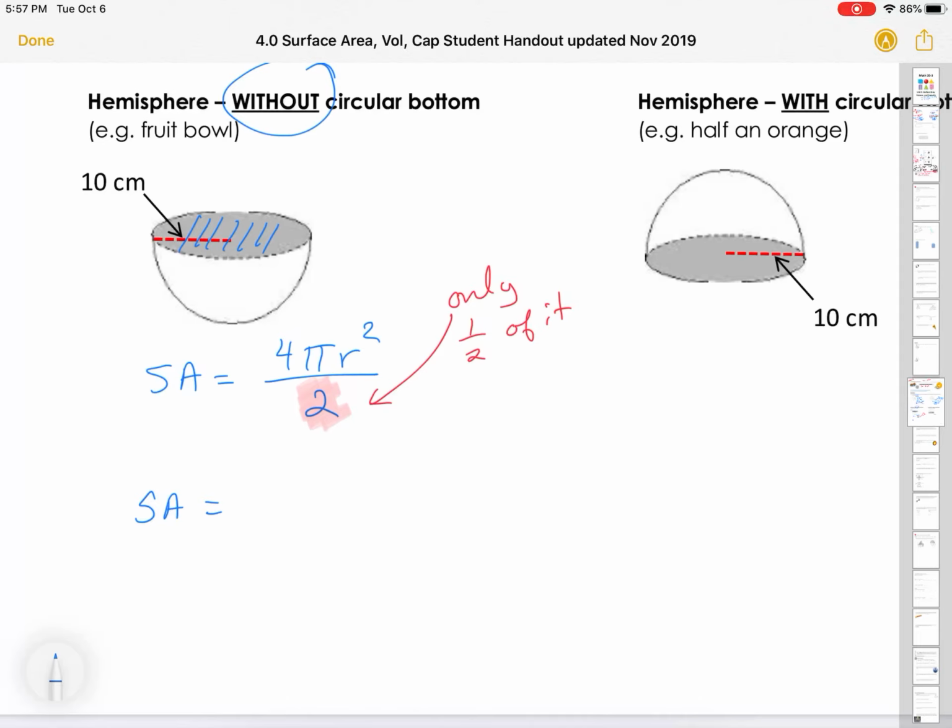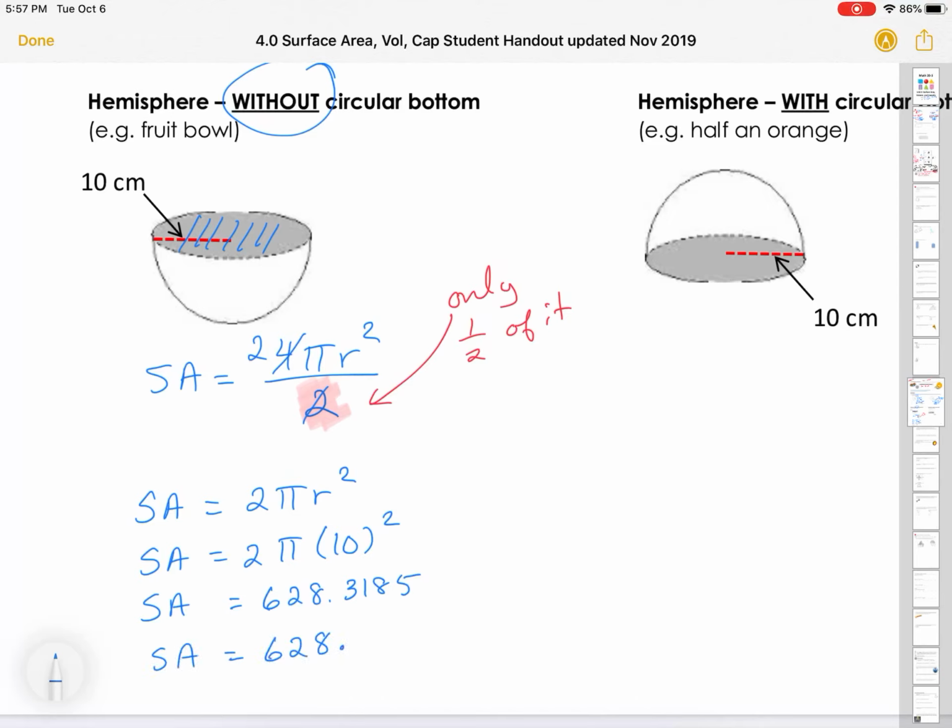So let's substitute in. Surface area equals, well, look at what happens. 4 divided by 2 will leave me with a 2 there. So I'll get 2 pi r squared. So that will be 2 times pi. R is 10. So we substitute that in. And we will get, when we punch that in, 628.3185. Now it wants us to round to the nearest hundredths. So 628.32 centimeters squared.